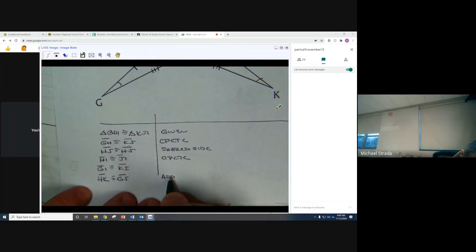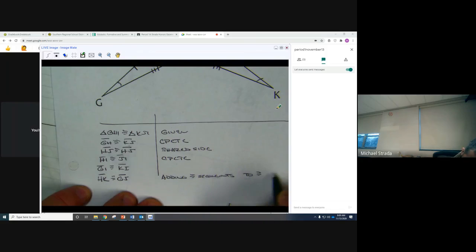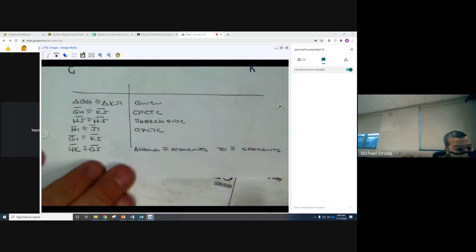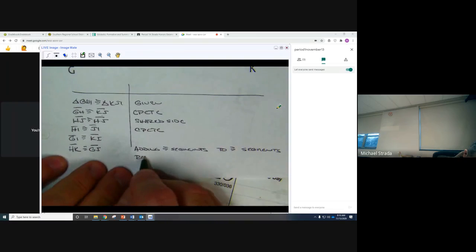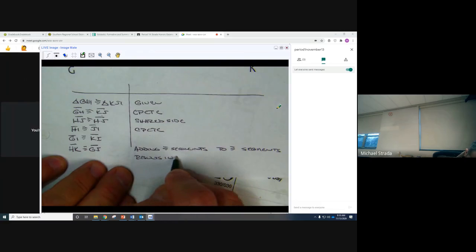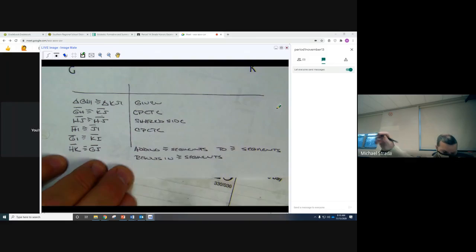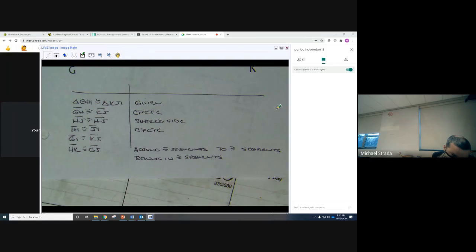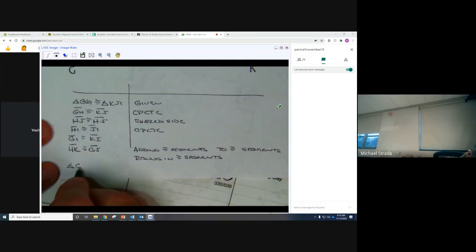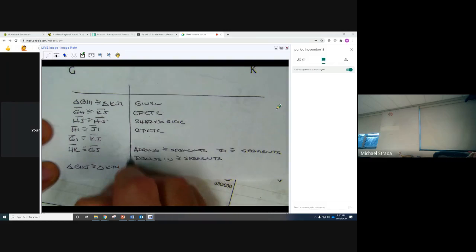Adding congruent segments to congruent segments. Adding congruent segments results in congruent segments. Which then gave us triangle GHJ is congruent to triangle KJH. Side.